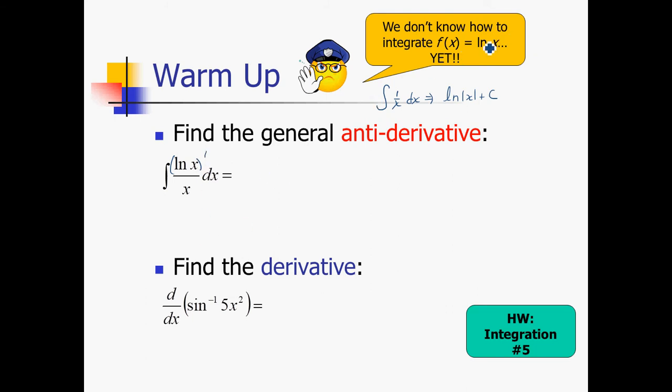You do not know how to anti-differentiate ln x. That will be after integration 1 through 5 is where we'll learn how to do that, but there is no direct rule for that. That is something we need another anti-differentiation technique.